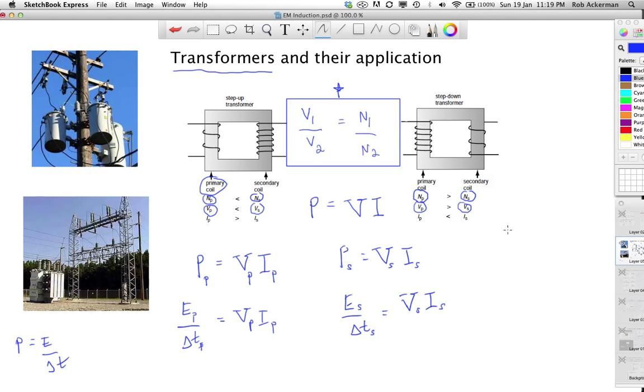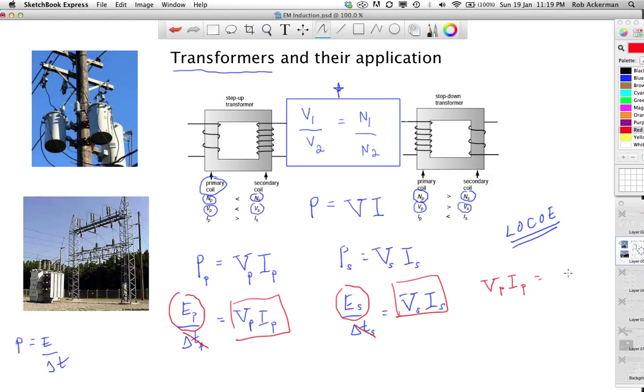Now, we know the law of conservation of energy tells us that energy can't be created or destroyed. So we know that during equal time intervals, in other words, I'm going to cancel out these time considerations because they'll be the same for both coils, the energy in the primary should equal the energy in the secondary, which means that this is equal to this. So what do I have now? V in the primary, I in the primary, equals V in the secondary, I in the secondary. I also know this equation here, which relates the number of turns.